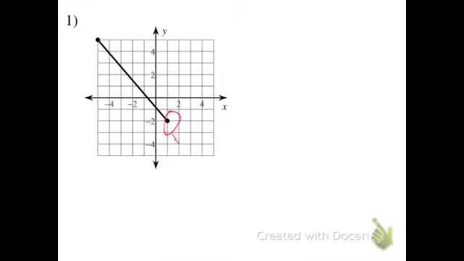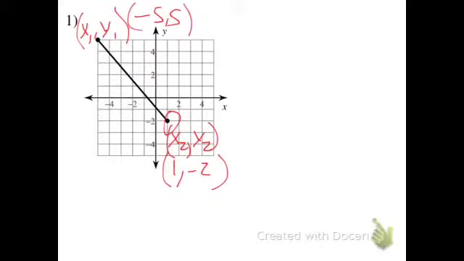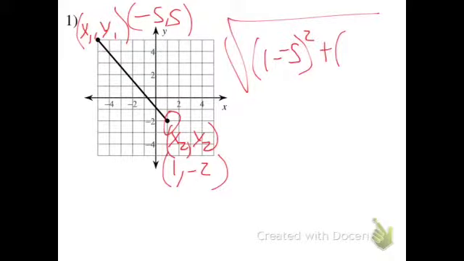So on this one, this is x2, y2, the coordinates there, and this is x1, y1. Okay, this one has the coordinates of 1, negative 2. This one up here has the coordinates of negative 5, 5. And we're just going to use our equation then. So the equation is x2 minus x1 squared plus y2 minus y1 squared. And you square root that whole thing.